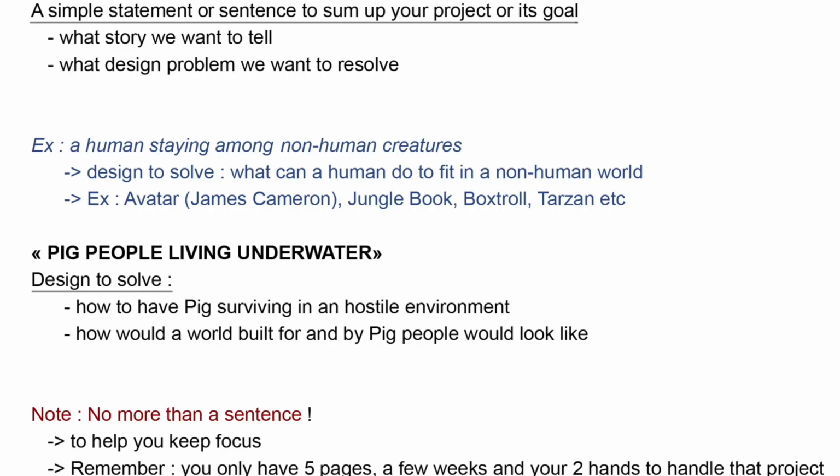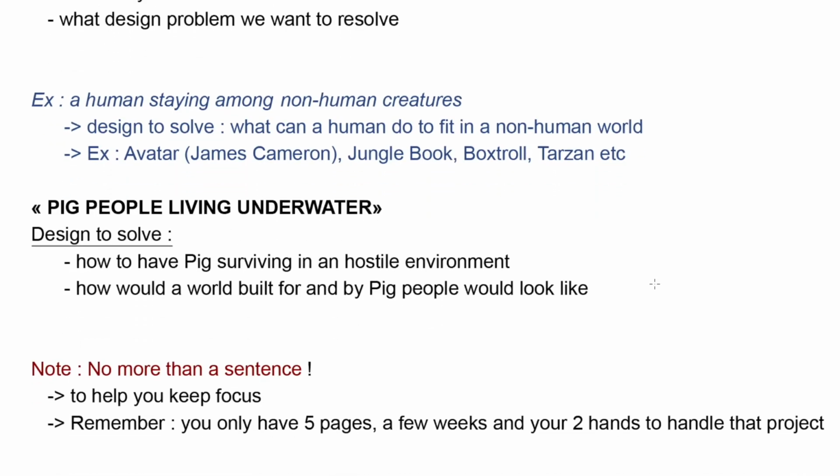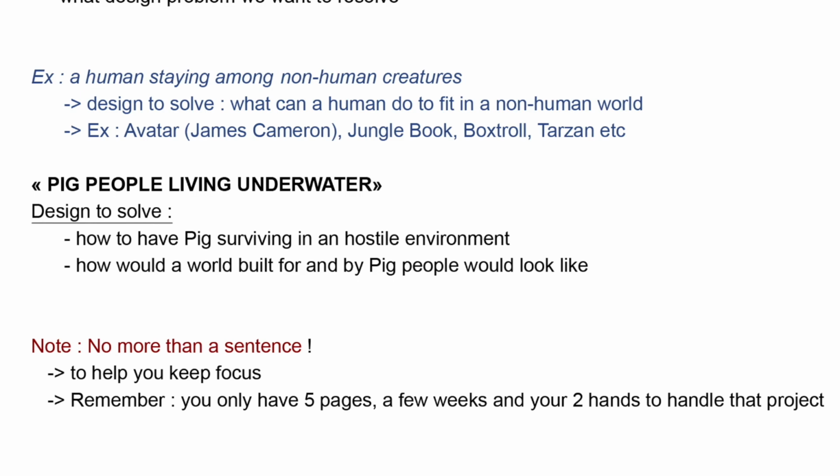Now, an important piece of advice: you need to keep that statement under one sentence, not even a paragraph, just one sentence. You only have 5 pages, maybe a few weeks available, and your 2 hands to handle that whole project. Those movies, TV series, video games that inspire you sometimes have a team of 100 people and a lot of money behind them and maybe 2 years, 5 years of development to be able to achieve what you're looking at. But for a personal project, for a portfolio, you need to keep it more simple because it's just you.